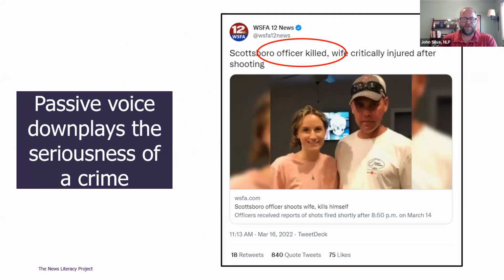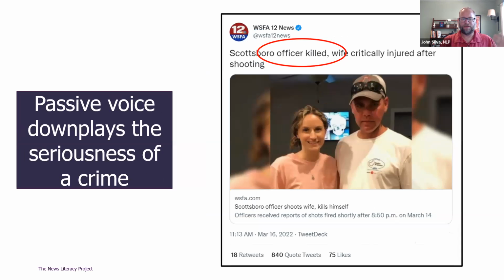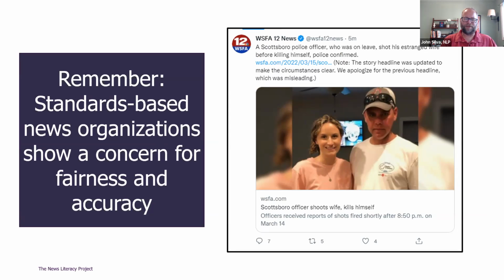This is another example. This is from back in March. You look at the headline and the tweet: "Scottsboro officer killed, wife critically injured after the shooting." This doesn't really give us a lot of detail, but what we found out is that this was actually a murder-suicide. And this news organization had to update this. They had to issue this correction, right? So the difference between "officer killed, wife critically injured" is very different than "he shoots his wife and then kills himself."